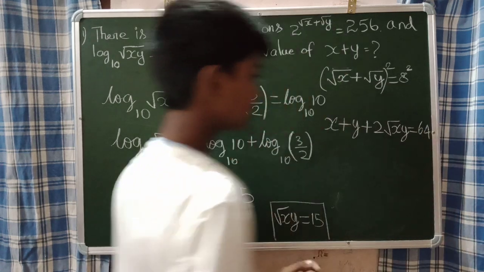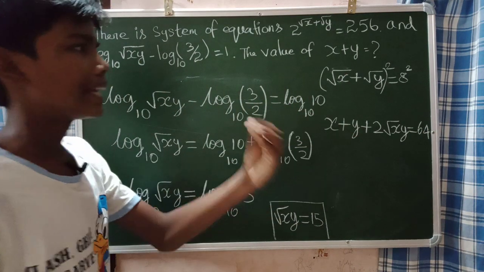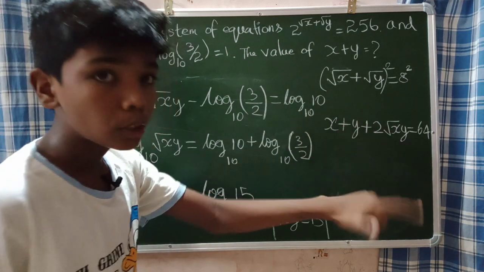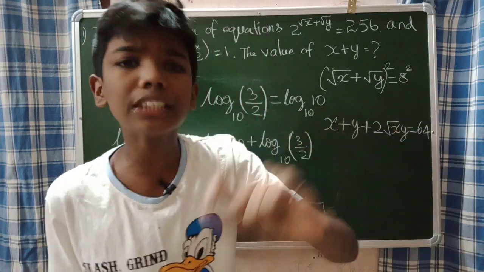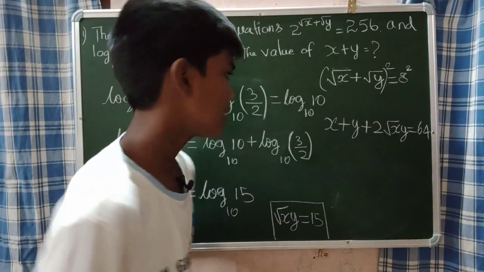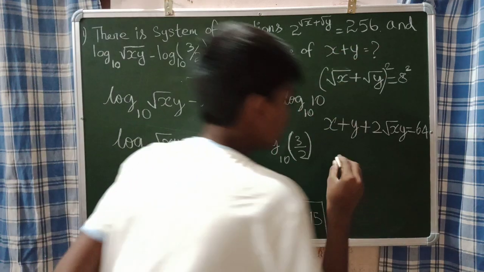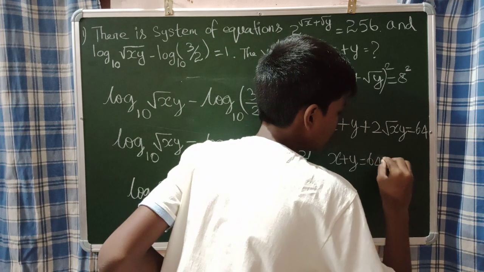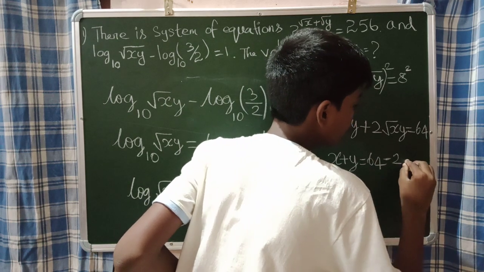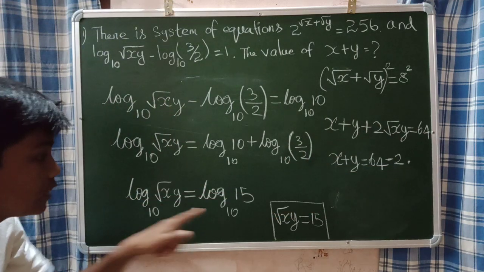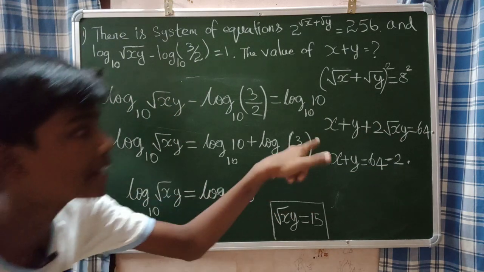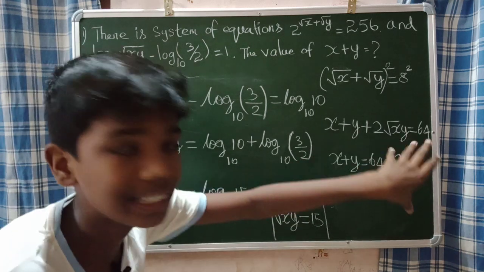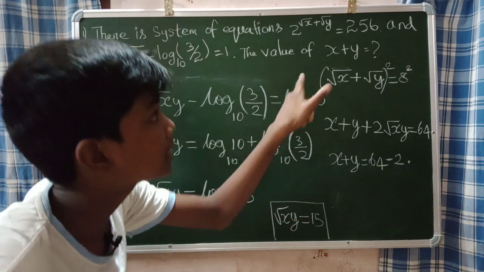That means root x plus root y whole square is like a plus b whole square. Simplify this: x plus y plus 2 root x root y, and root x root y can be written as root xy. They are asking what is the value of x plus y. So x plus y will be equal to 64 minus 2 into root xy. What is root xy? That is 15, guys. This equation helps us find the value of x plus y, because that is what the question asks.